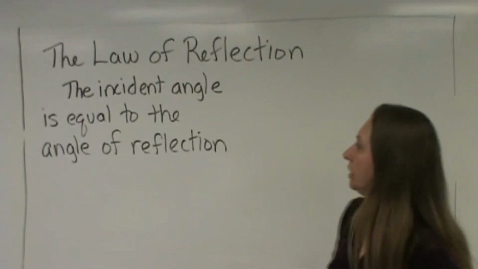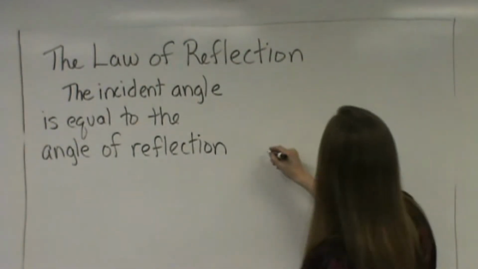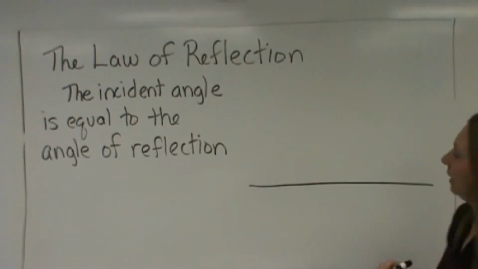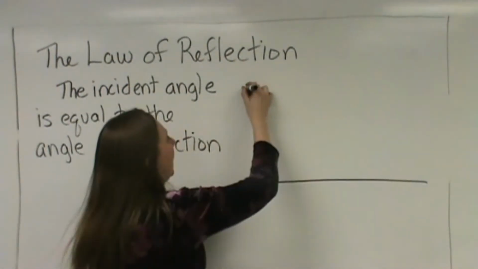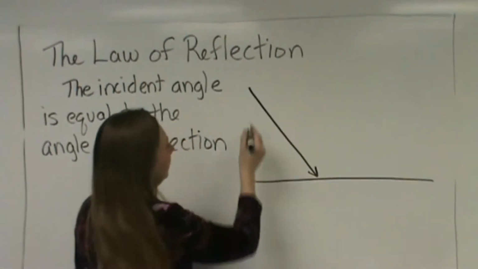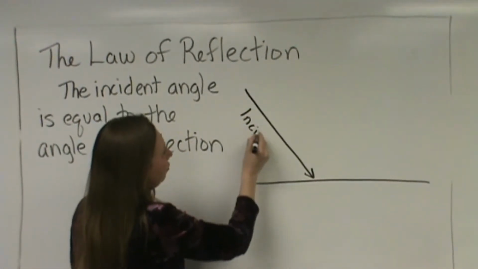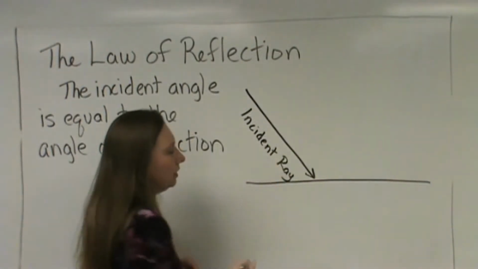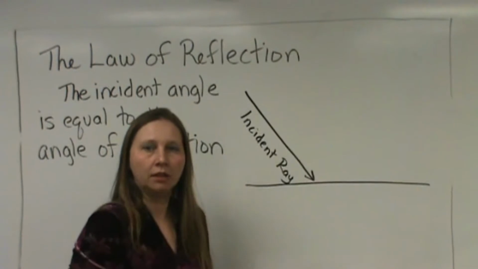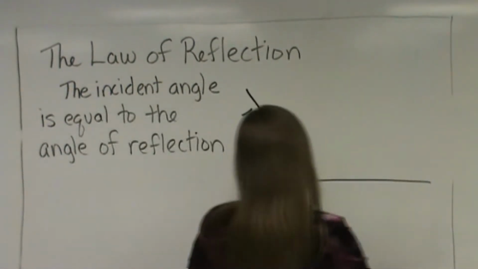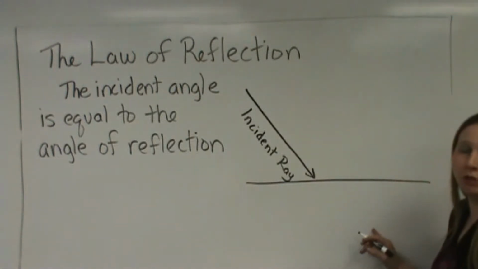Let's see how that works out. Here we have a surface, and here we have an incident angle. The incident just means the first, or the beginning. So this is an incident ray of light. This is the incident ray. I'll show you the incident angle in just a minute. So the incident ray comes down, and we also need to draw something called the normal.